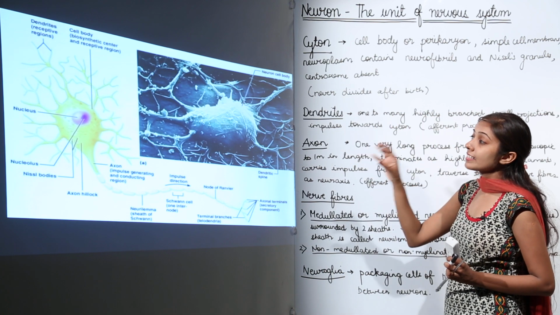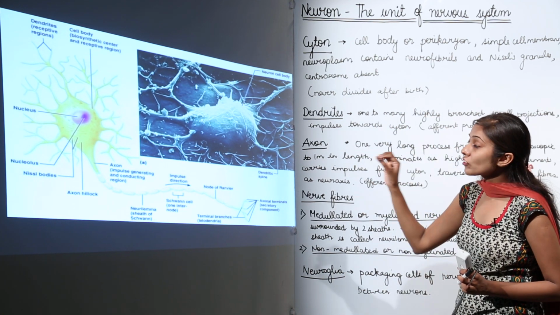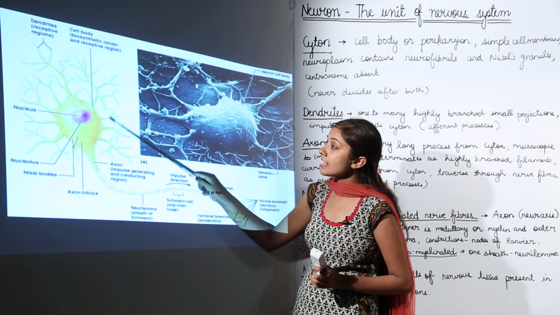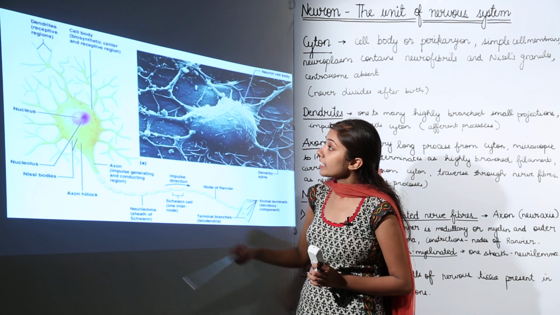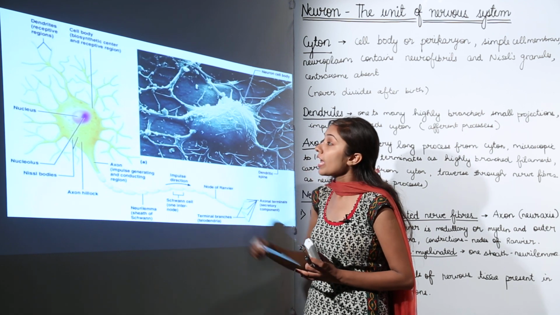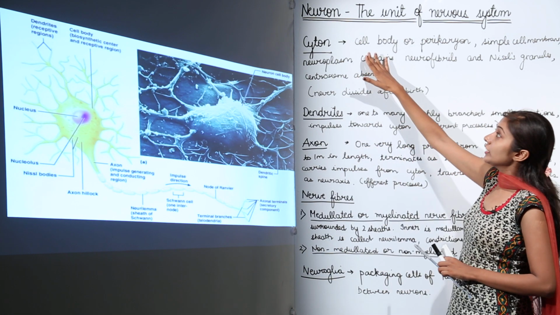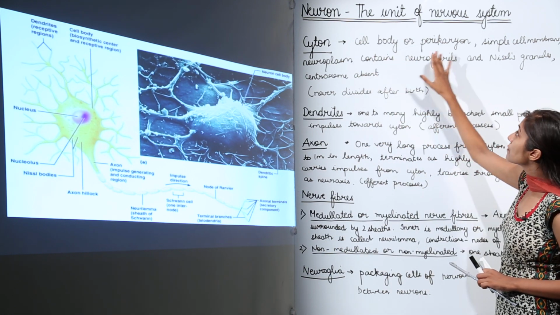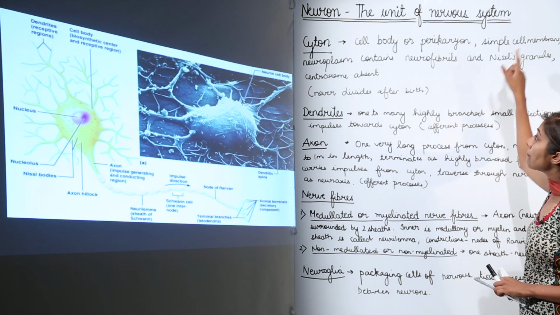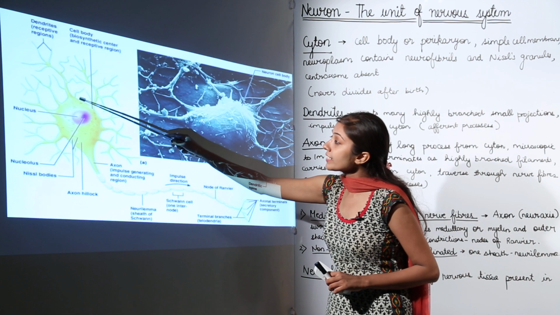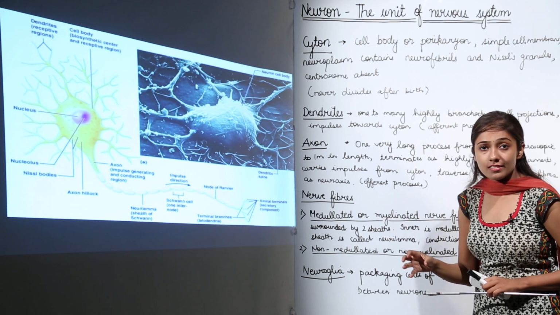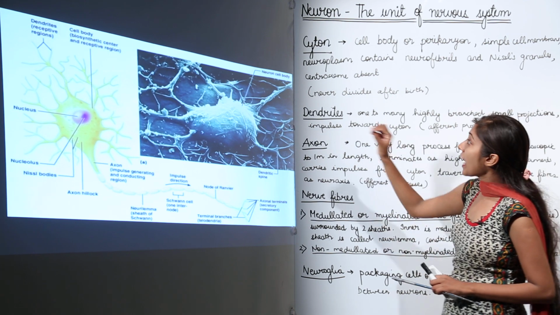Now when you look at this neuron, we can actually make out that the central cell body, that is cyton, has many organelles, right. You can see that it has a nucleus, it has a nucleolus, and cyton is the cell body which is also known as perikaryon. It has a simple cell membrane, and the cytoplasm of the cell body is known as neuroplasm.